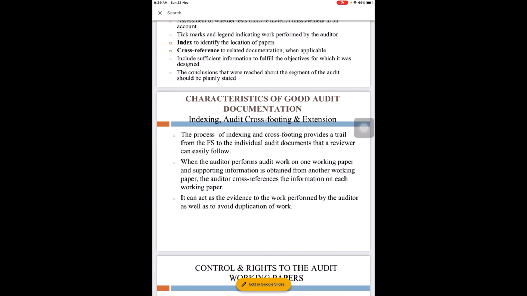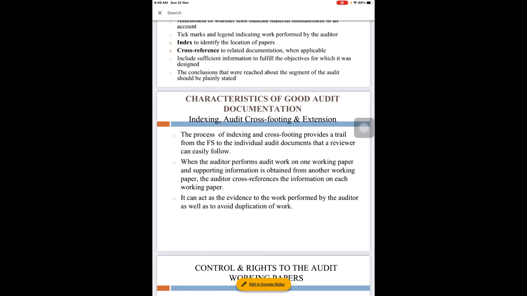Next, the process of indexing and cross-referencing provides a trail from the financial statement to the individual audit documents, and a reviewer can easily follow. For example, I give you one item: a non-current asset, for example, land. Where does the figure come from? You should cross-reference back to where the information comes from. So when the auditor performs the audit work on one working paper and supporting information is obtained from another working paper, the auditor should cross-reference the information in each working paper.